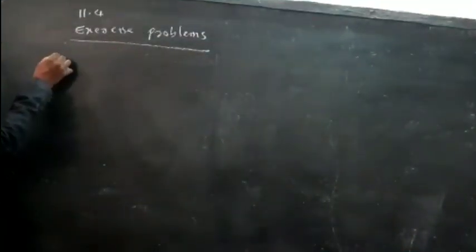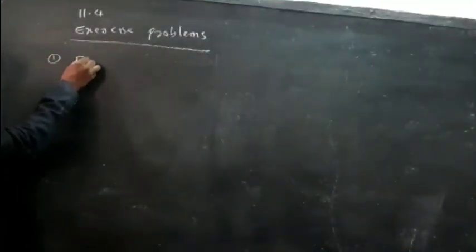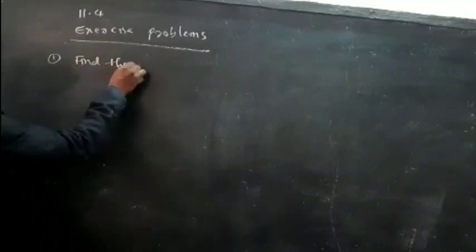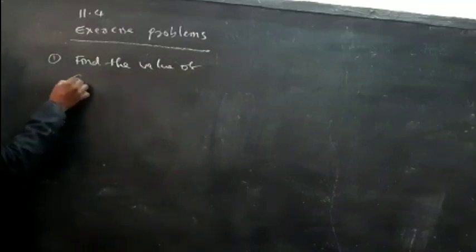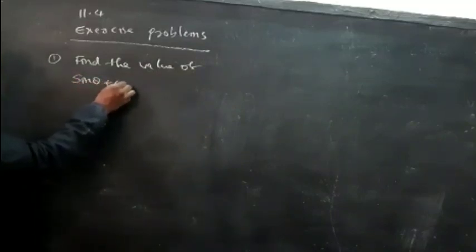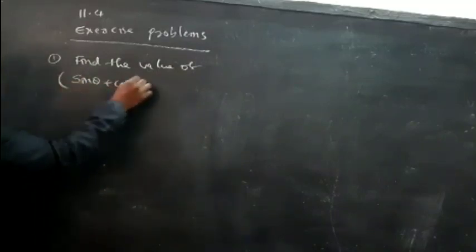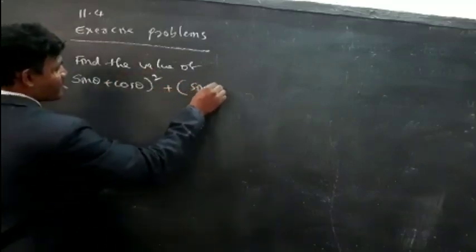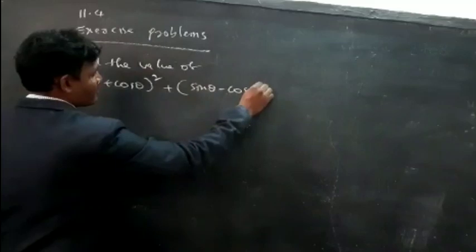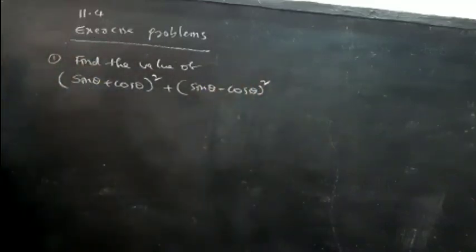Here is the first problem. Find the value of (sin theta plus cos theta) whole square plus (sin theta minus cos theta) whole square. Solution.